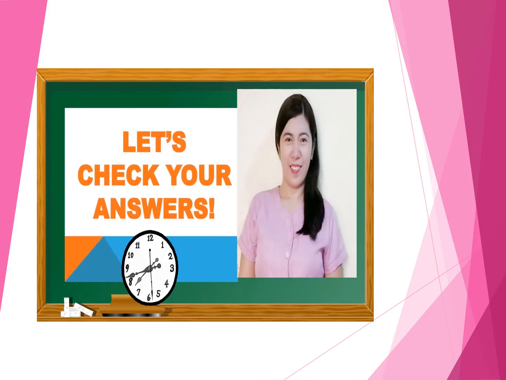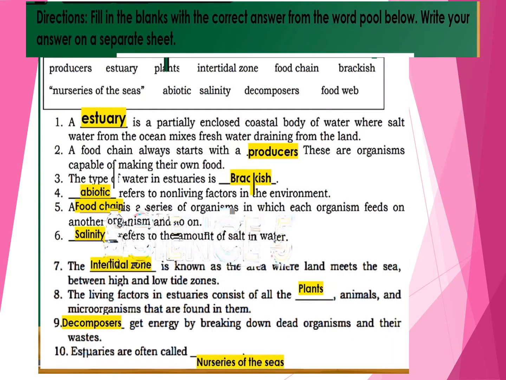Let's check your answers. Number 1, estuary. Number 2, producers. Number 3, brackish. Number 4, abiotic. Number 5, food chain. Number 6, salinity. Number 7, intertidal zone. Number 8, plant. Number 9, decomposers. And number 10, nurseries of the seas.